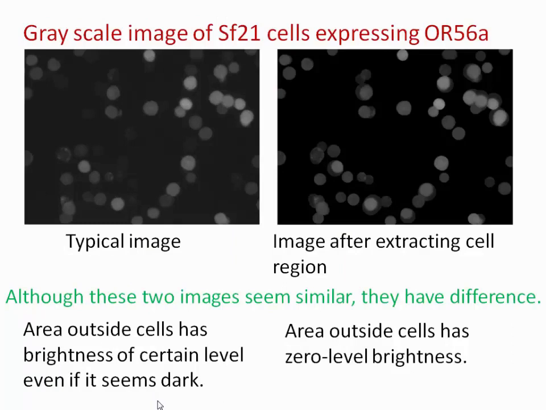The area outside the cell has some brightness of a certain level, even if it seems dark. However, this is not zero. And so in this one, the area outside the cell has 0 level. I mean, we do the image processing to do that.